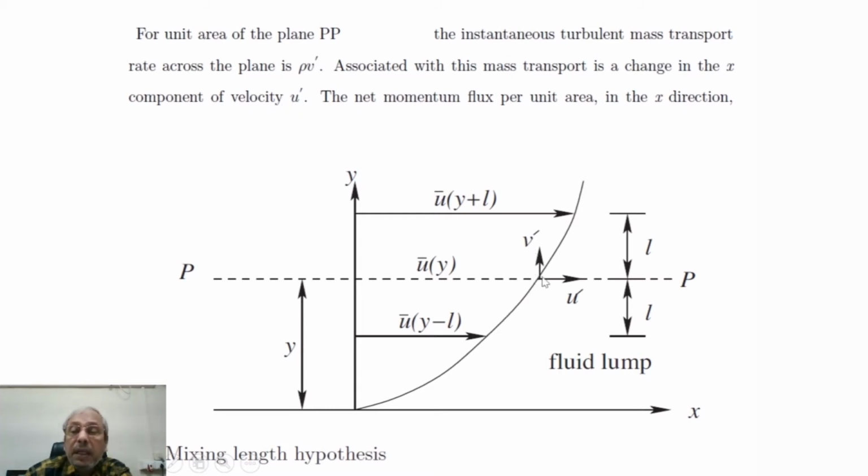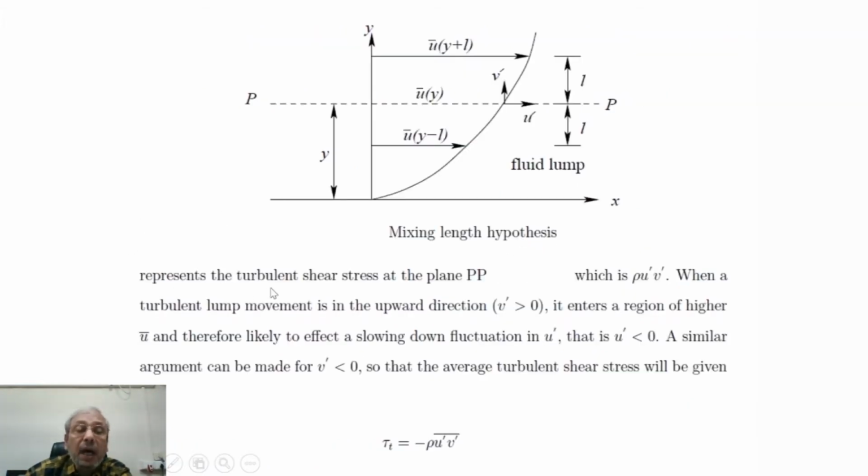So whenever there is any fluctuating component in the y direction, which is v', it will be accompanied by a fluctuation in the x component, that means u', and if v' is in the positive direction, then u' will be in the negative direction. Why? The net momentum flux per unit area in the x direction represents the turbulent shear stress at the plane PP, which is rho u' v'.